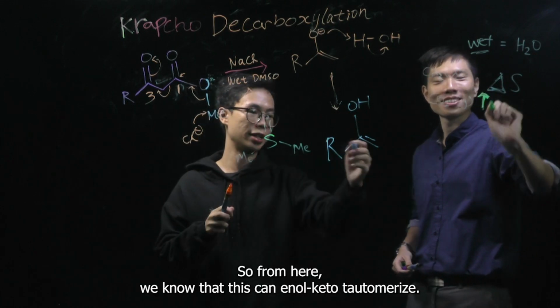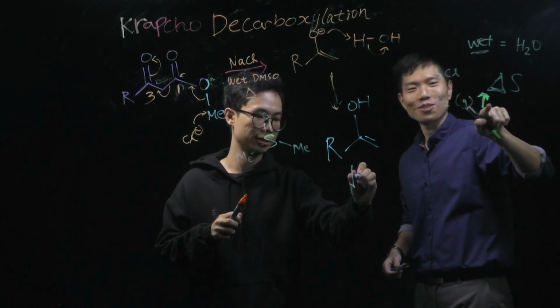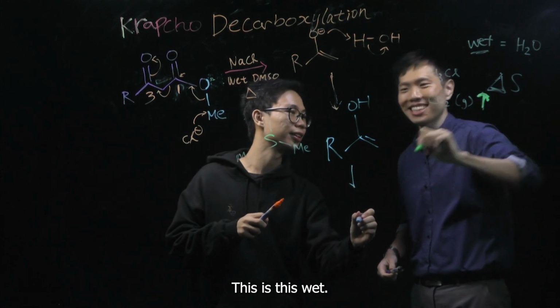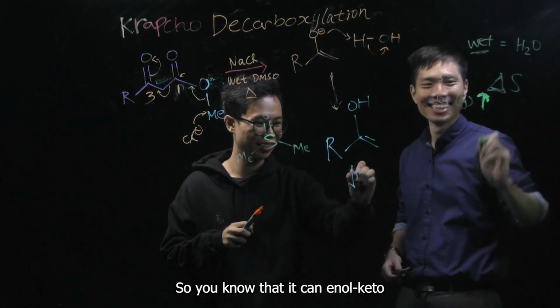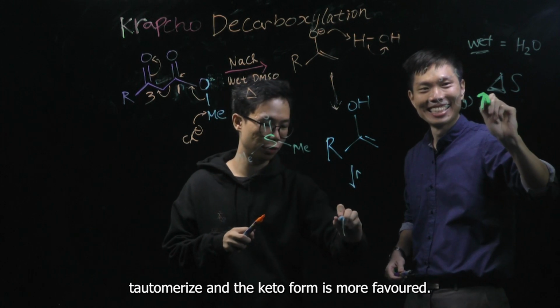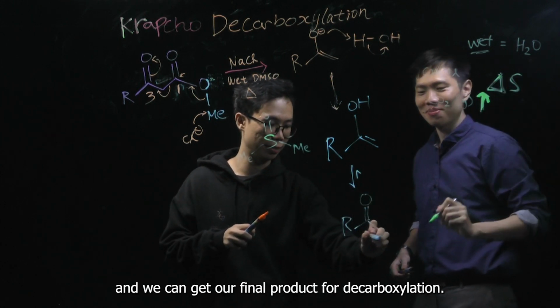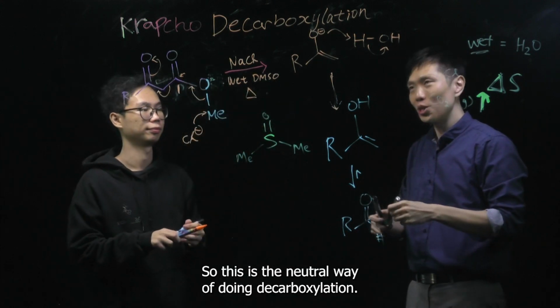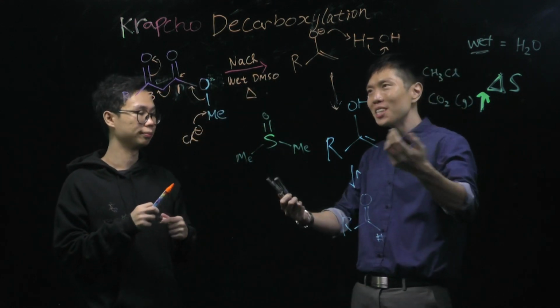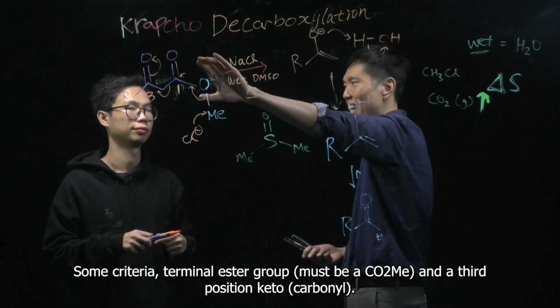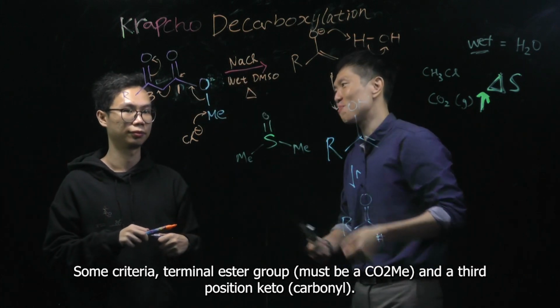So from here we know that this can undergo enol-keto tautomerization. It's wet. So it can tautomerize, and the keto form is more favored, and we can get our final product from the decarboxylation. Right, so this is the neutral way of doing decarboxylation. Some criteria: a terminal ester group and a ketone at the third position.